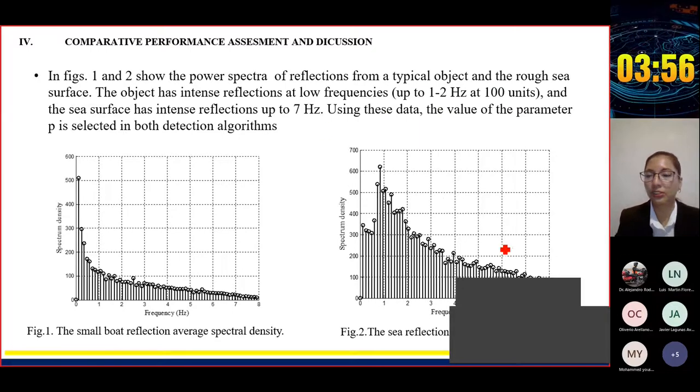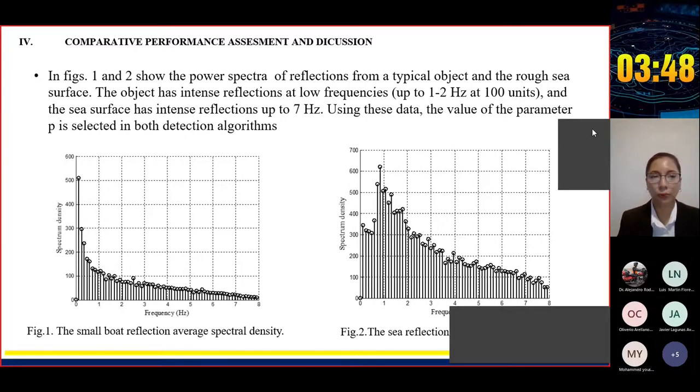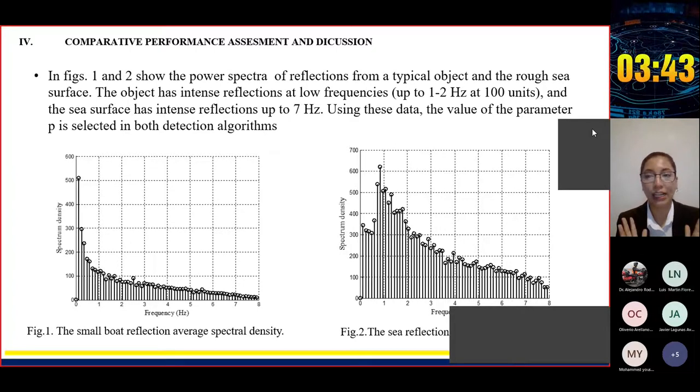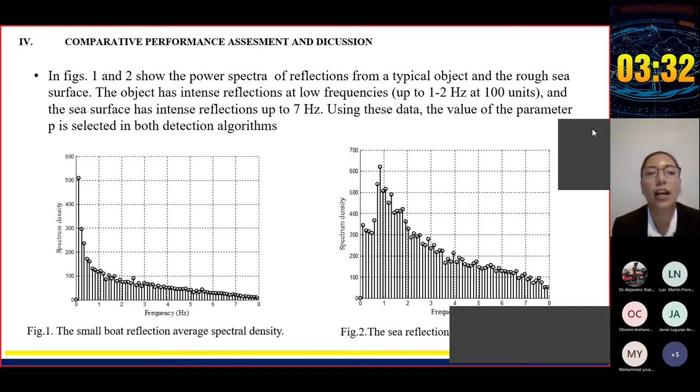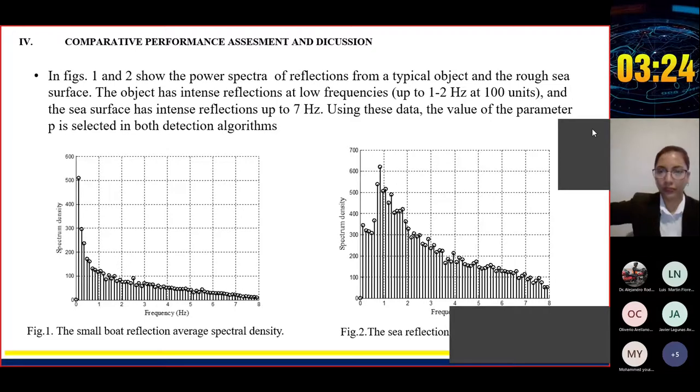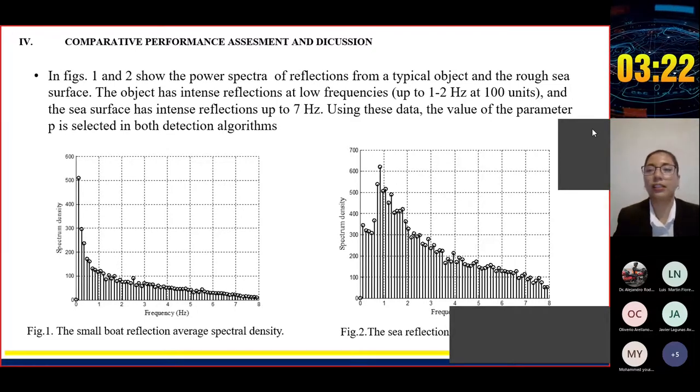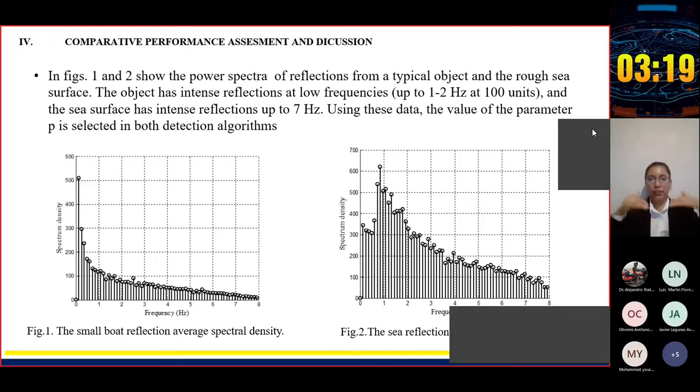And we have two figures. I don't know if you can see because there are squares. Okay. And we have figure one and figure two. In this figure, we can see the power spectral reflection for a typical object. In this image, we have a real image from the sea, and in this image, this object is also on the sea. And the object has intensity reflection at low frequency. That means that we have a lot of solar UV on the sea.